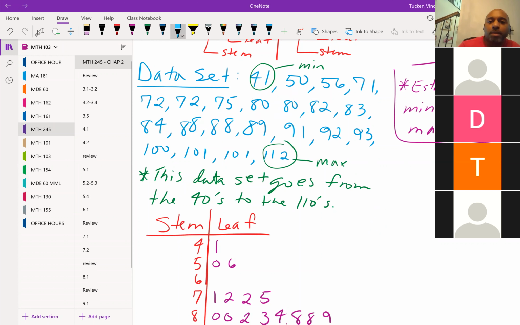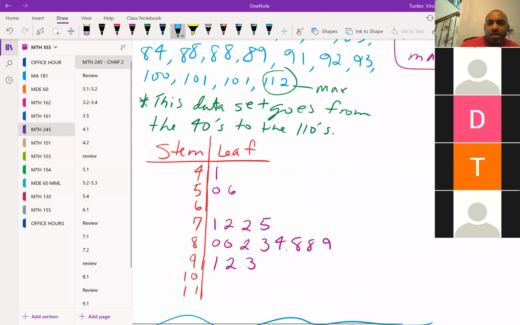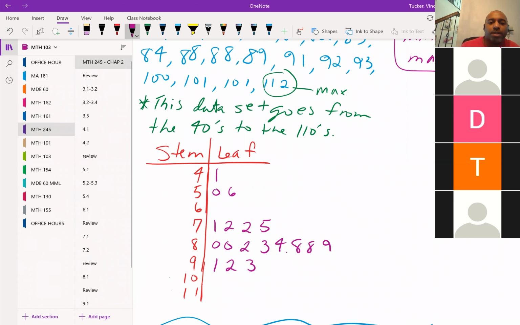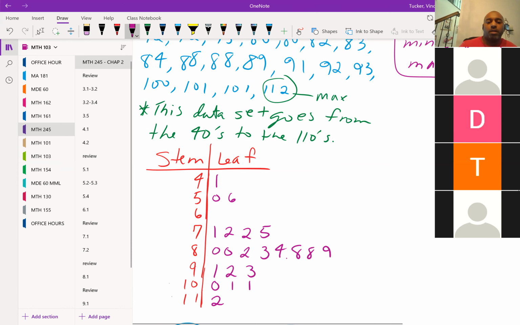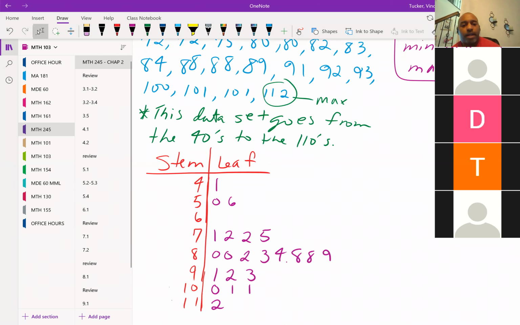All right, let me put my stuff back in there. Nope, that wasn't the color I used before. Put my notes back. There we go. All right, so got 91, 92, 93, 100, 101, 101, and then 112. All right. So that's it for the stem leaf plot. But before we go any further with any more explanation, questions on what we did here? Make sure we're all right.